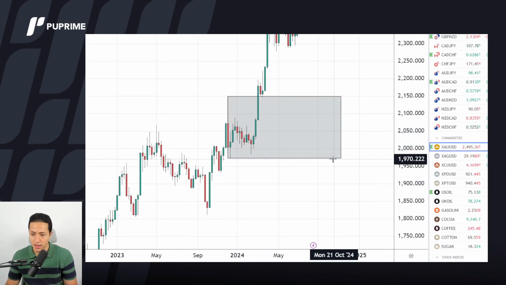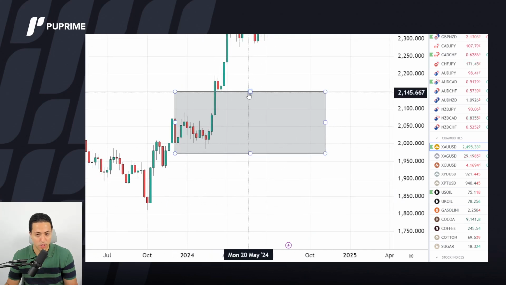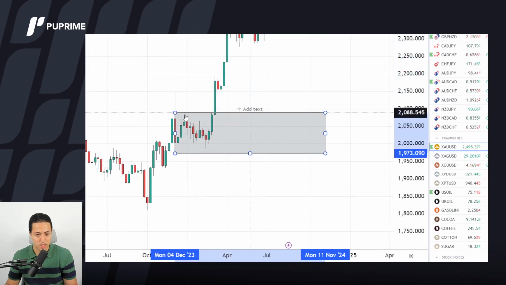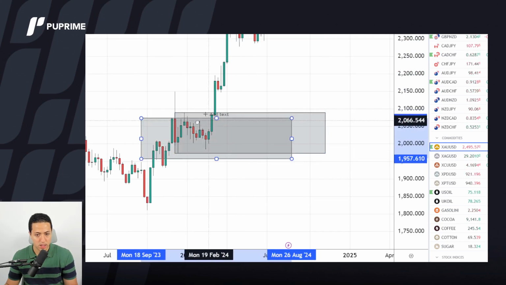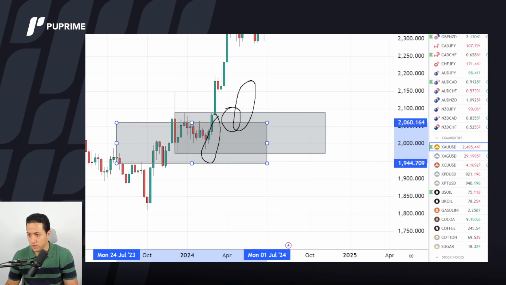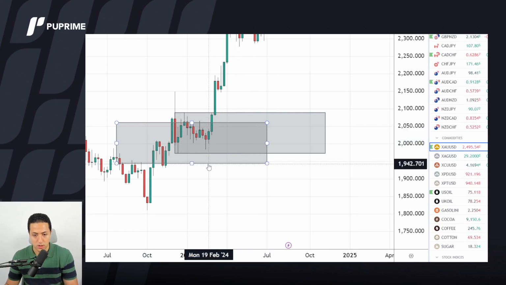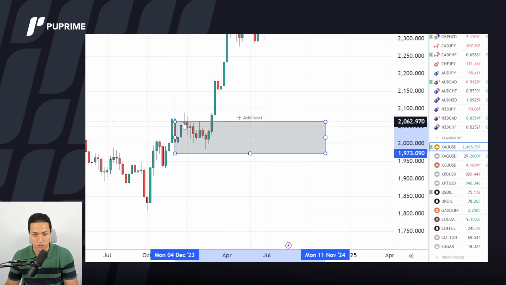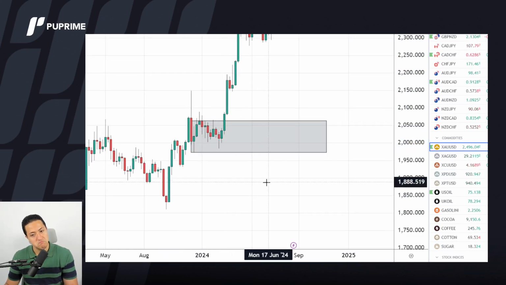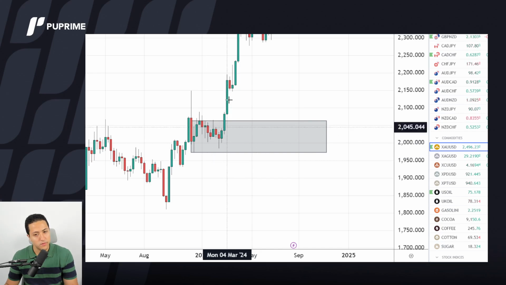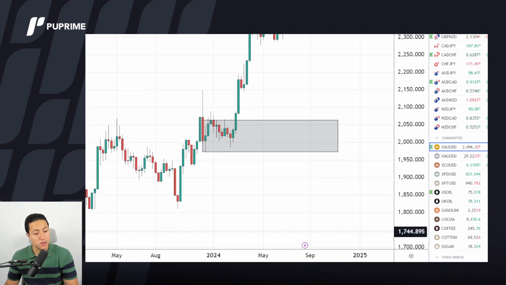I'm joking. It's like from 1950 to 2150. It's too much. So if I'd be working with a base, I would say this is the wide version. And I would say this is the preferred version. This is where really the price moved higher.